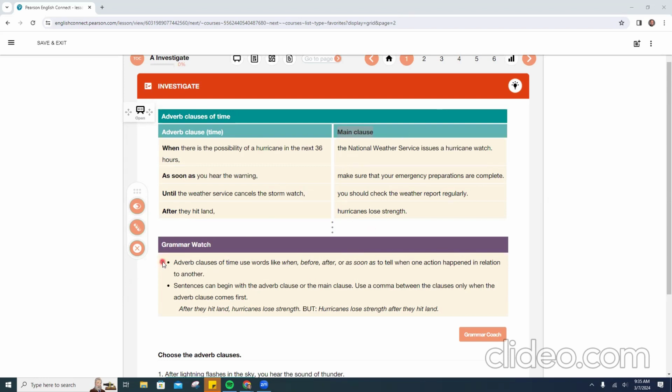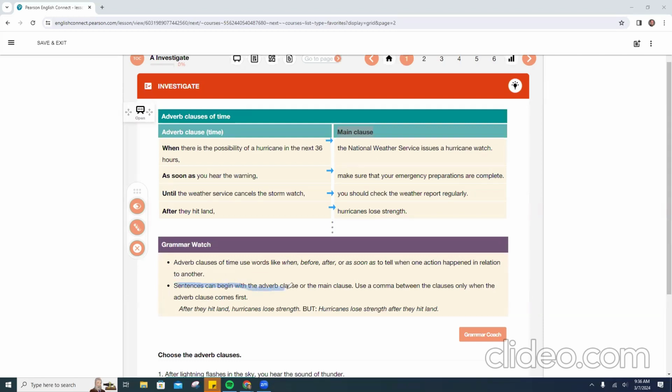So if we look at here, we see that adverb clause of time use words like when, before, after, or as soon as to tell when one action happened in relation to another. That means these actions here are in relation to this action right there. So that means they are related. They go together.